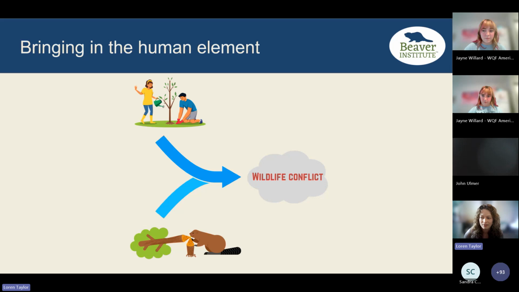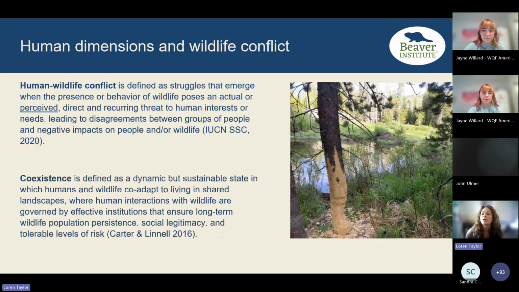And we ultimately want to provide effective solutions to conflicts that they are experiencing. All right, so I just tossed out a couple of terms that you're going to hear me talk about during this presentation, and to just set us up to make sure we're all on the same page as to what I mean. I defined human-wildlife conflict in this presentation as struggles that emerge when the presence or behavior of wildlife poses an actual or perceived direct and recurring threat to human interest or needs, leading to disagreements between groups of people and negative impacts on people and/or wildlife.